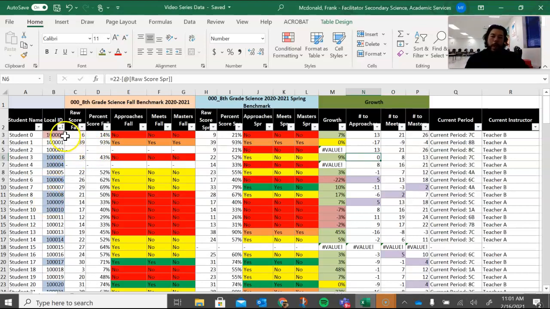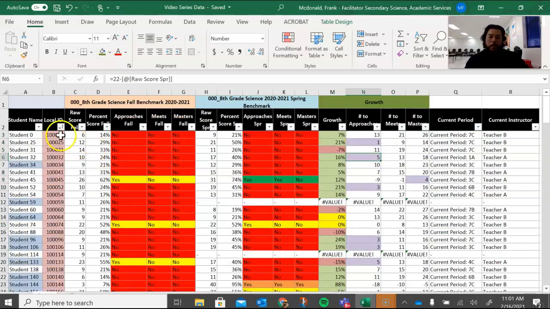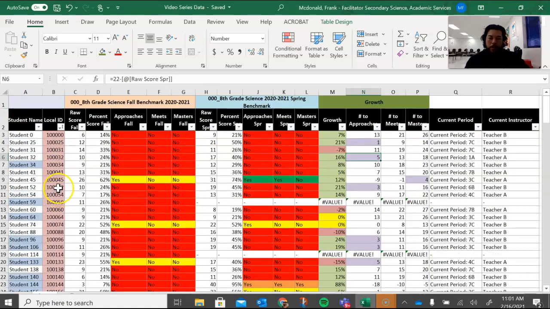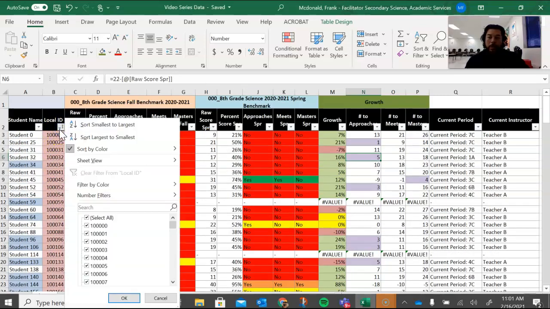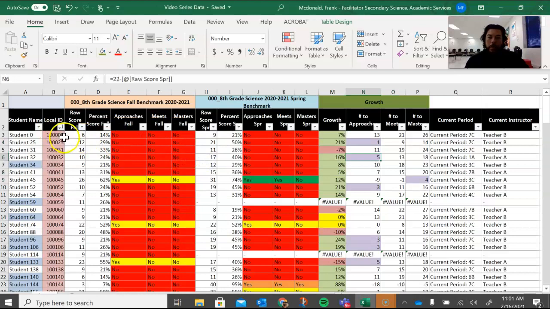First, if I'm very concerned about my subpopulations, I can sort these by color. If I want to look at my SPED population, and these students are all my SPED population here in the color coding, I can sort by color. I went here, clicked on the drop down, and I can sort by whatever color I want. So I have sorted here, and I can start to look at how many of these SPED students have grown throughout the course of the school year.